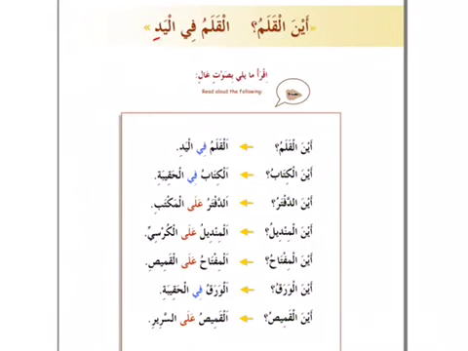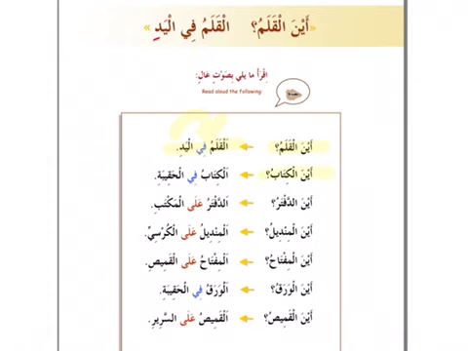Worksheet number 4. Aina al-kalamu. Al-kalamu fil yadi. Aina al-kalamu, where is the pen? Al-kalamu fil yadi, the pen is in the hand. You'll notice that al-kalam is in the nominative case, and al-yad, following the preposition fi, is in the genitive case, so it takes kasra.